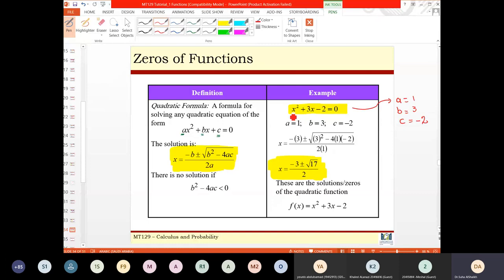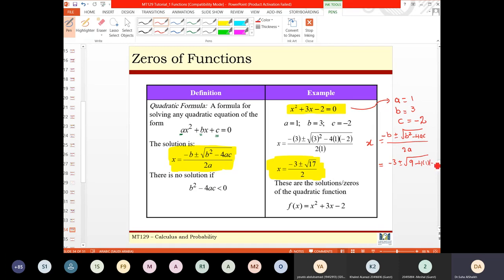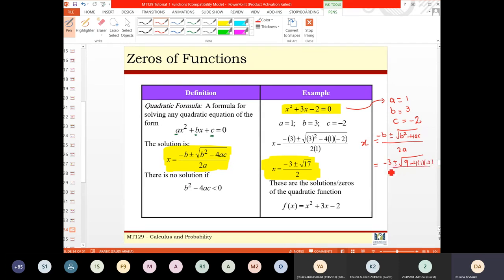So the rule is x equals minus b plus or minus the root of b squared minus 4ac, divided by 2a. This is the value of x. So we substitute. What's b? It's minus 3. Plus or minus the root of b, which is minus 3, squared, it's 9, minus 4, a is 1, c is minus 2, divided by 2a, which is 2 times 1.